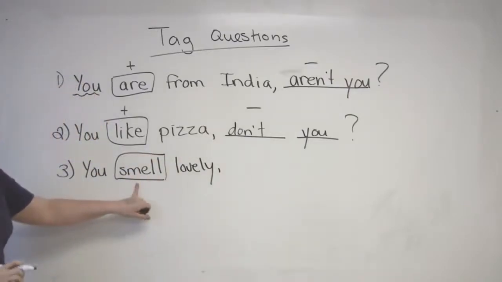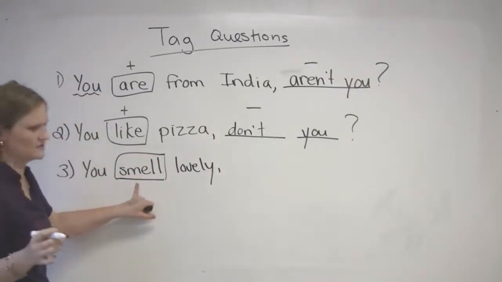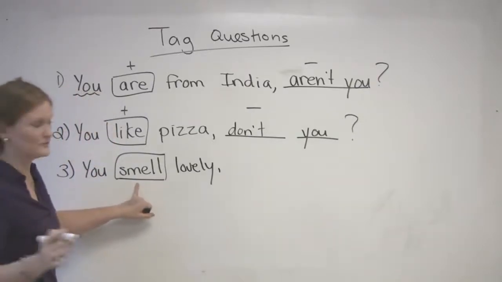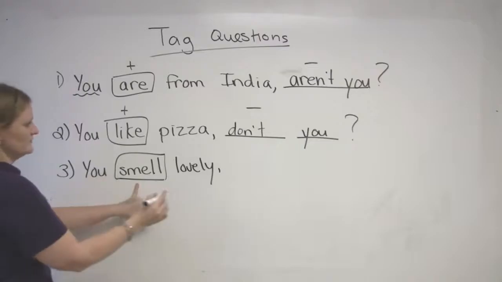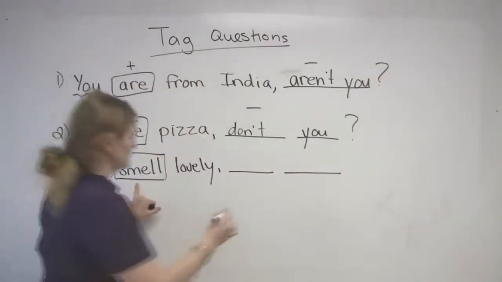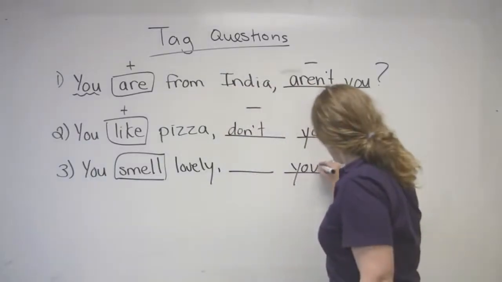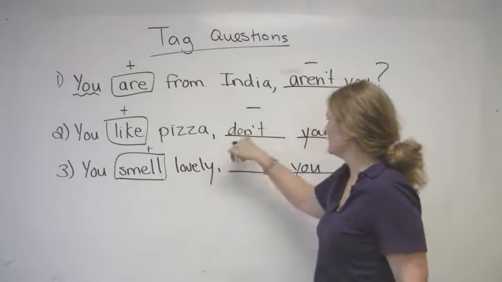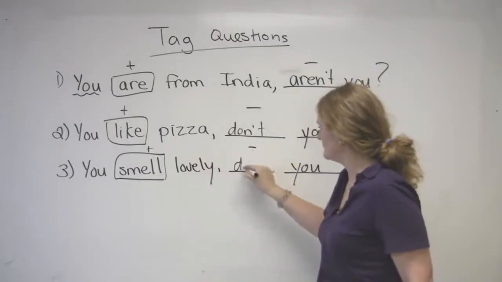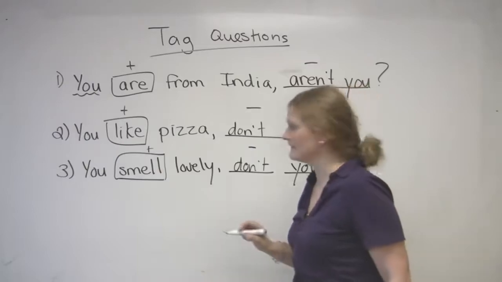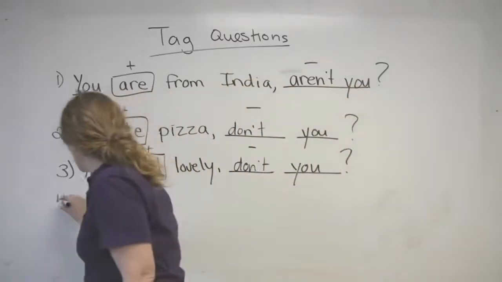This is another one of the verbs that we don't say smell not. We have to use the auxiliary verb do. You smell lovely. We put the you here. And this is positive. We're going to make it a negative. Don't you? Okay? Let's try another one.